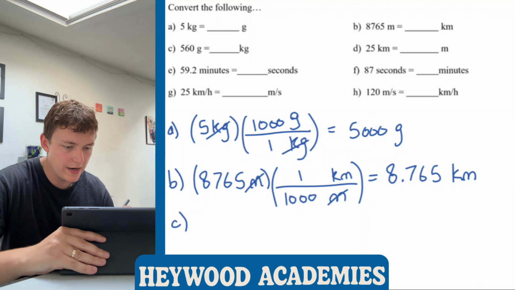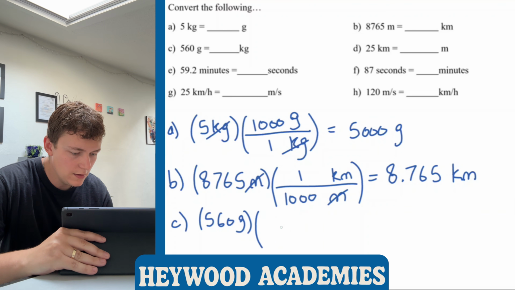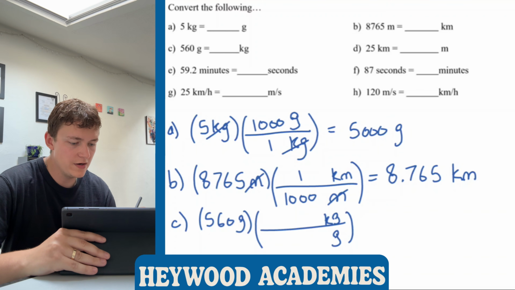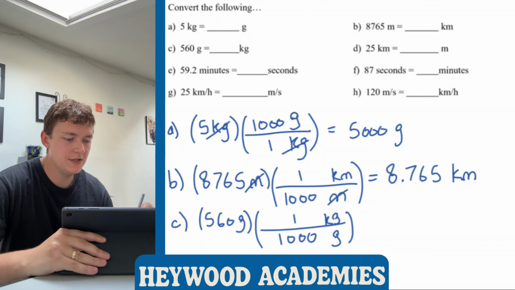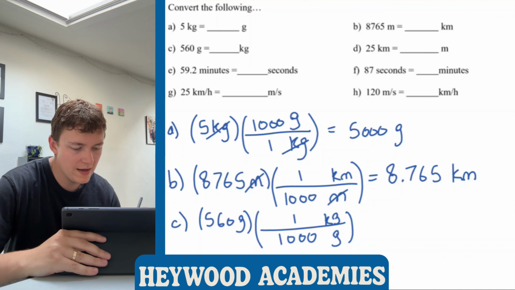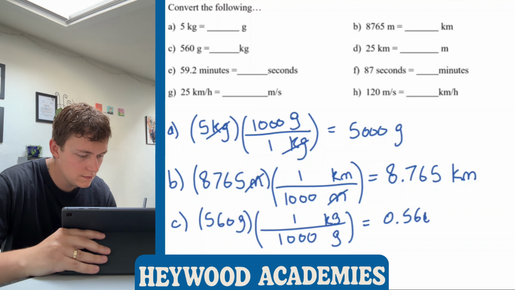Okay, next up we've got grams to kilograms. So we go 560 grams. And same thing, we want kilograms up top this time, and we want to get rid of grams. So now our numbers are going to be flipped around. We're going to have the 1 up top and the 1,000 on the bottom, because 1 kilogram is 1,000 grams. And then when we calculate this, we should get 0.560 kilograms.